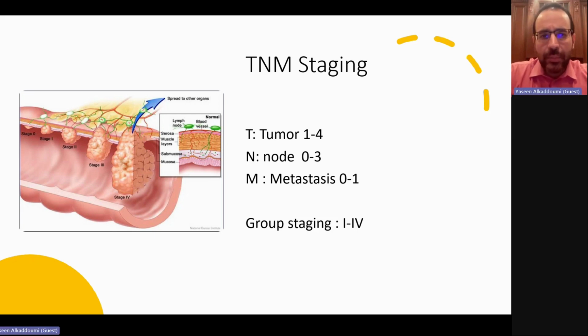So this is the TNM that we use when we stage cancer, and then based on these numbers, we come up with the group staging. This is what we tell our patients, that you have stage 1, 2, 3, or 4. This is group staging, stage 1 to 4. 1 is localized tumor, early tumor. Stage 4 is metastatic tumor that left the organ of origin, went to other organs.